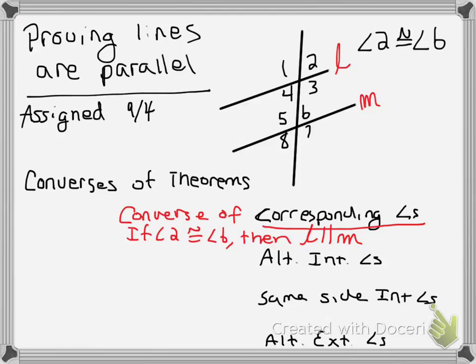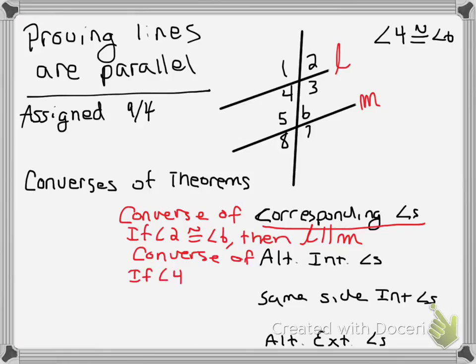Same thing with alternate interior angles. You'd be told, given that angle 4 is congruent to angle 6, are the lines parallel? You would use the converse of alternate interior angles. If angle 4 is congruent to angle 6, then L is parallel to M.